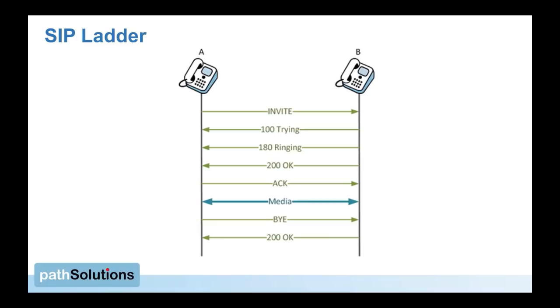And the media, this is the RTP stream that occurs, that actually sends the voice packets back and forth. When the phone call is done, you send a bye back to the other side. You get an okay back from the other side, and the communication is torn down. All of these green items are SIP. The media is that light blue color, so that's the RTP.